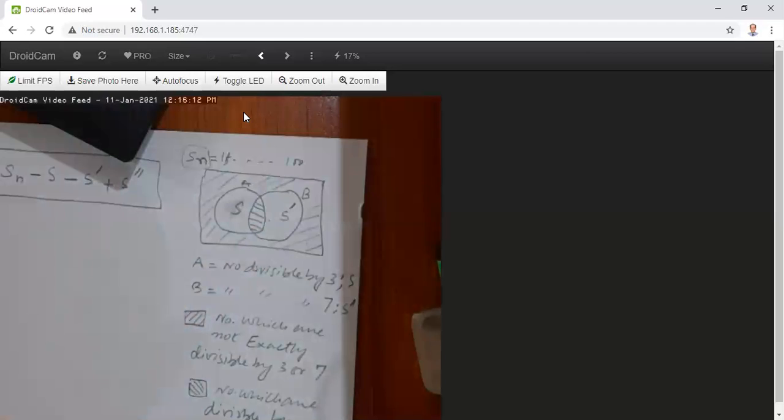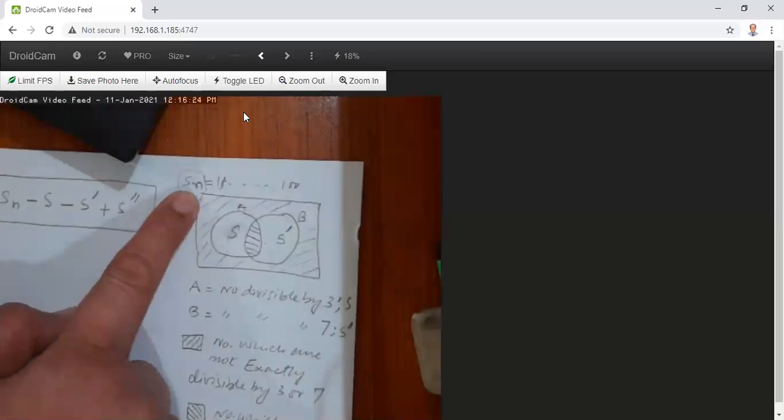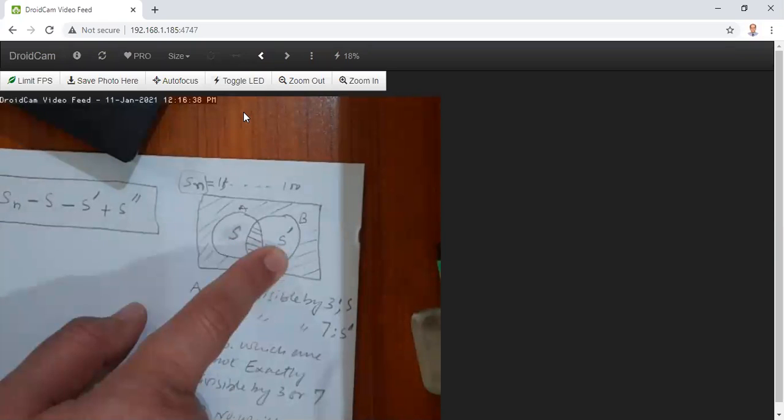What is our strategy? In fact, first we will find out the sum of an AP from 1 to 100, that will be reflected by Sn. Then we will find the sum of all numbers which are divisible by 3, that will be reflected by S. Sum of all numbers which are divisible by 7 will be reflected by S dash. And the sum of all those numbers which are divisible by both 7 and 3 is reflected by S double dash, the common region. And then we will apply this formula.